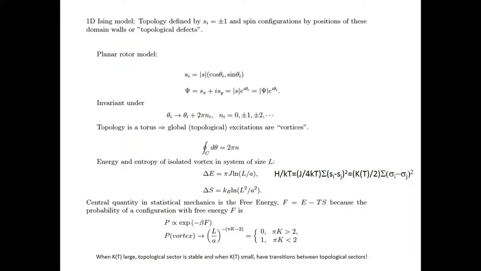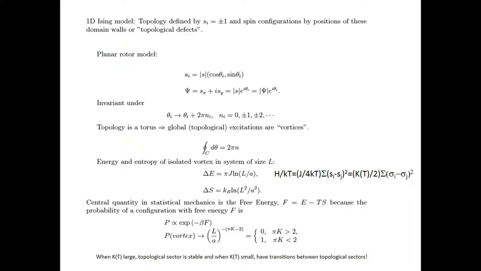And so the probability of a configuration with some free energy F is, by definition, proportional to e to the minus beta F, where beta is 1 over kT. And so the probability of a vortex is proportional to the system size to the power minus (pi K minus 2). This capital K is just the exchange constant divided by Boltzmann's constant times temperature. The minus 2 comes from the entropy.